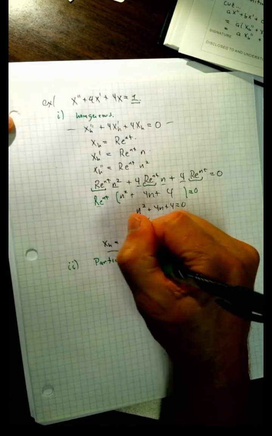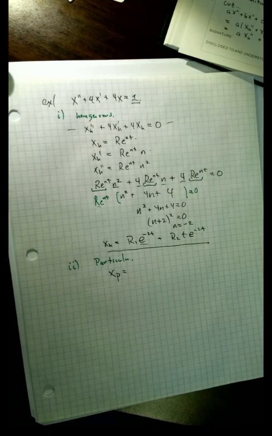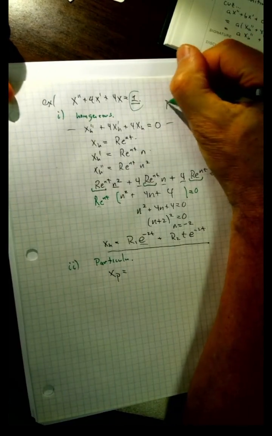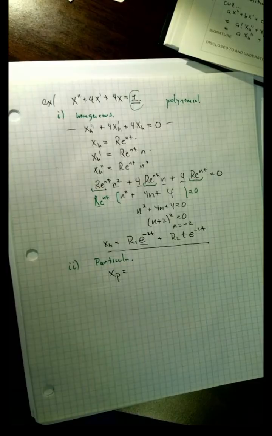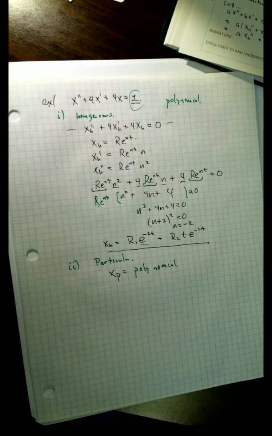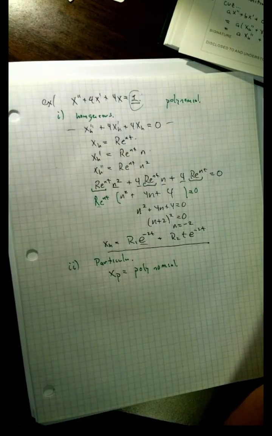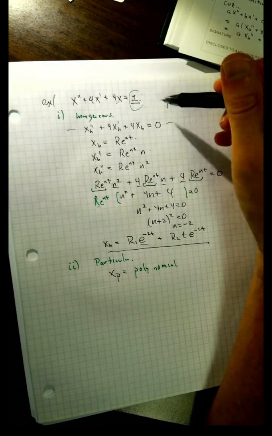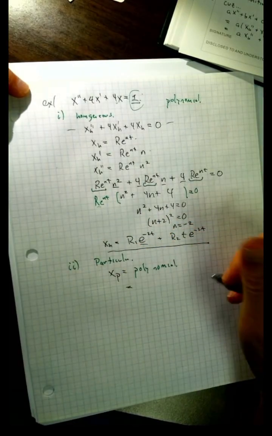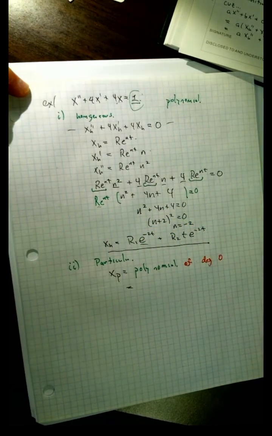Now for my particular solution. I'm going to make a guess. And coming back to this equation, I'm looking at this 1. So it's a polynomial. And I know that if I take a derivative of a polynomial, I'm going to get another polynomial. So I'm going to guess a polynomial. And because this is a polynomial of degree 0, I know that when I take derivatives, it's going to be a polynomial of lower degree. So my guess is going to be a polynomial of the same degree. So it's going to be a polynomial is the first thing. And the second thing is it's going to be a polynomial of degree 0.